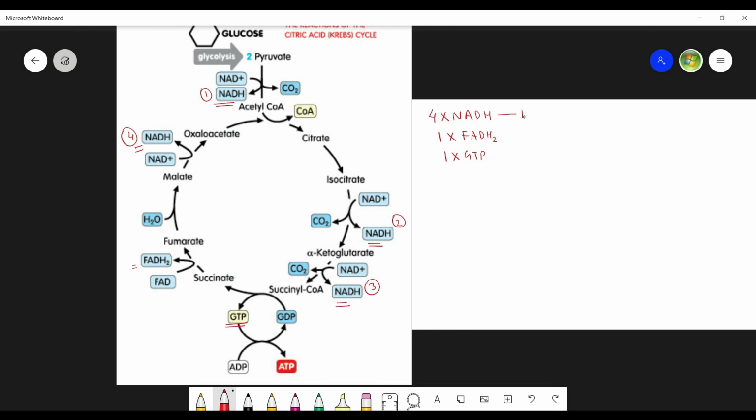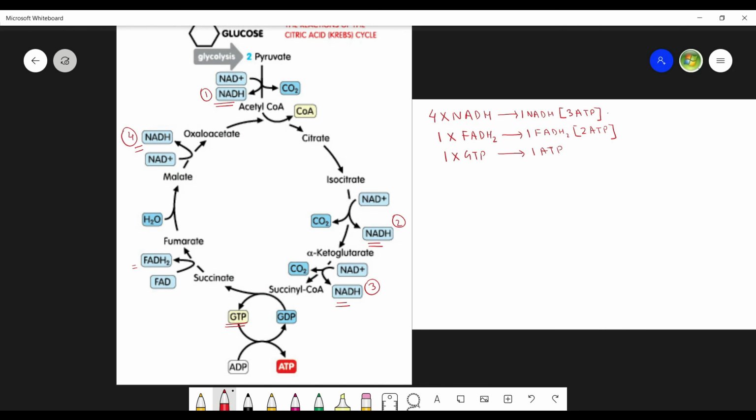Now, one NADH, as per old school, gives rise to 3 ATP. Whereas, one FADH2, according to old school, gives rise to 2 ATP. And one GTP gives rise to 1 ATP, because this is the direct one which is producing ATP. This is a substrate level oxidation.